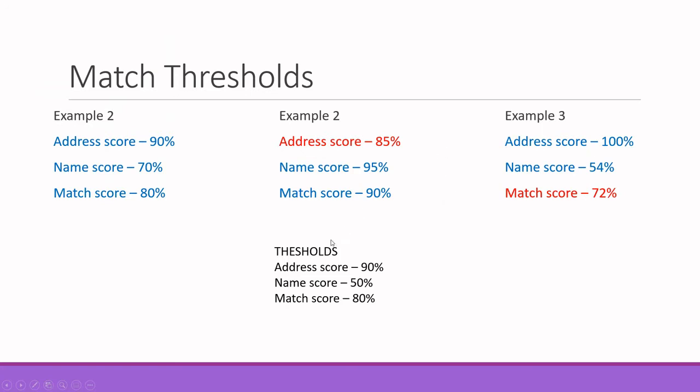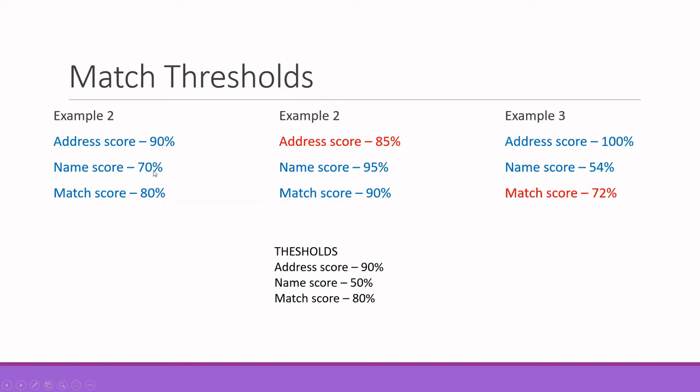So let's say we have these thresholds. We have the overall match score threshold of 80%, and for each field we have address as 90% and name as 50%. So in example 1, if we have an address score of 90%, name score of 70%, and match of 80%, we can see that we've fulfilled every single threshold, including the overall match score. Therefore, these two records that generated these scores would be a valid pair. So the match score, just to reiterate, is the average of the match fields.